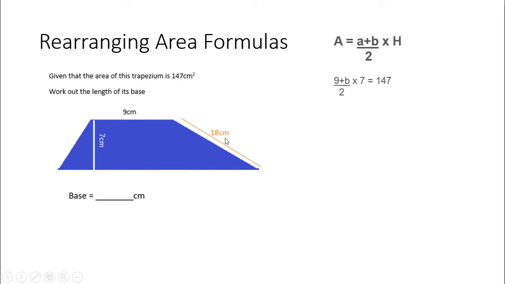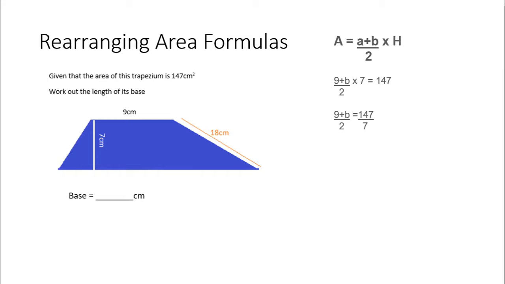Please don't get that confused. The height is the perpendicular distance, so at 90 degrees here, between the parallel sides, so the 9 centimeters and this base. So rearranging that to find out what B is, I want B on its own. Right now B is being added to 9, then divided by 2 and multiplied by 7. So my first step will be to take the 7 across, and the opposite of multiply is divide.